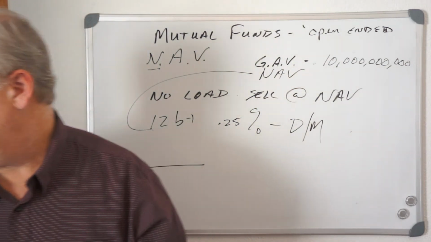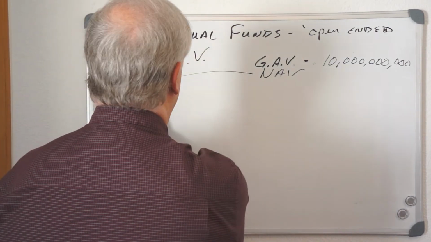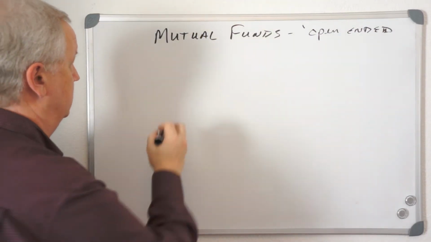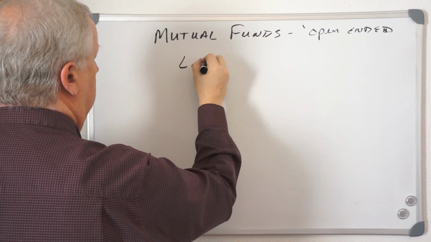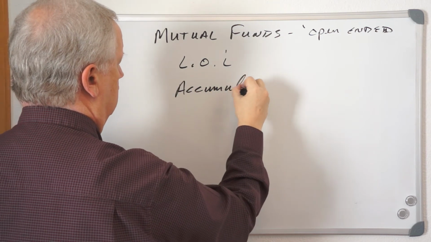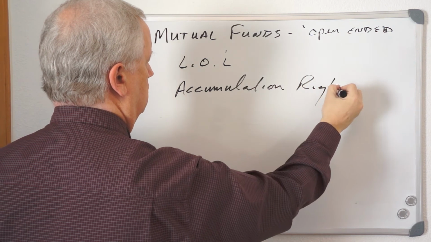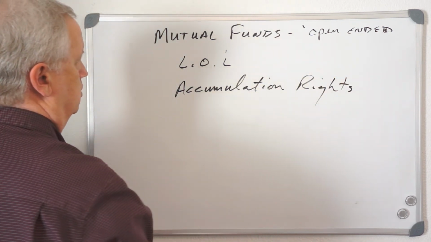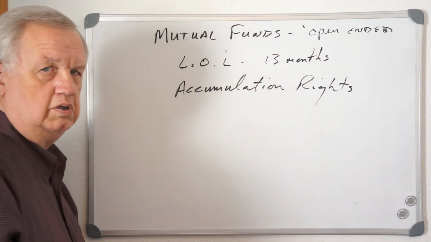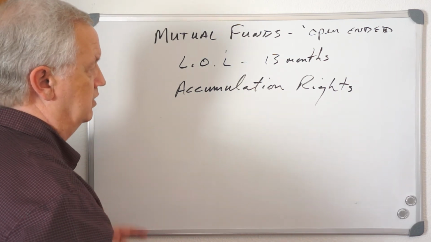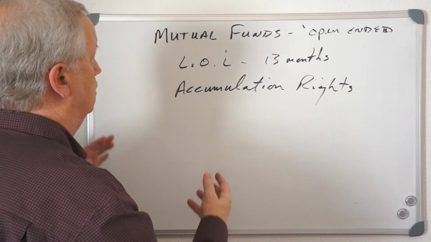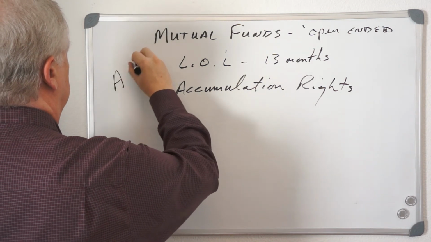Okay? Now, there are things you're going to have to read about on the open-ended funds. Let's take a few and then go. We have letter of intent and accumulation rights. Letter of intent: 13 months. You can backdate it, but the length cannot be more than 13 months. The whole idea is, and these are for A shares.